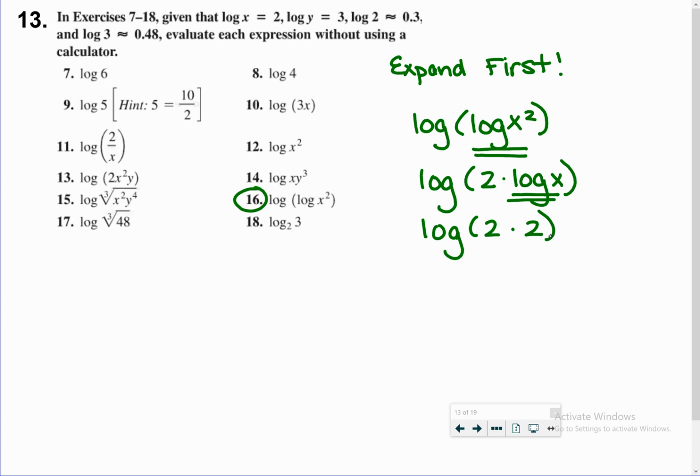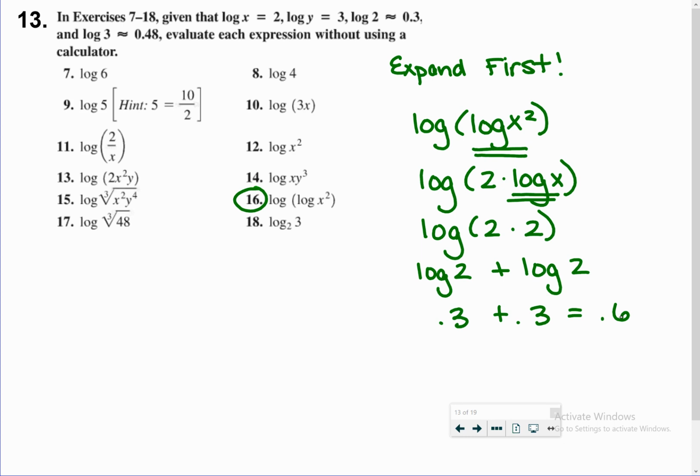Okay. And then at this point, I'm going to want to expand it a little bit further. I don't want to multiply that 2 times 2 because I don't know what the log of 4 is. That's not given to me. Okay, so expand it a little bit more. If it's multiplied, I can expand it into what? Addition. So I can make it log 2 plus log 2. And that's something that I know. The log of 2 from the given information is approximately 0.3. So 0.3 plus 0.3 gives me about 0.6 would be the final answer.